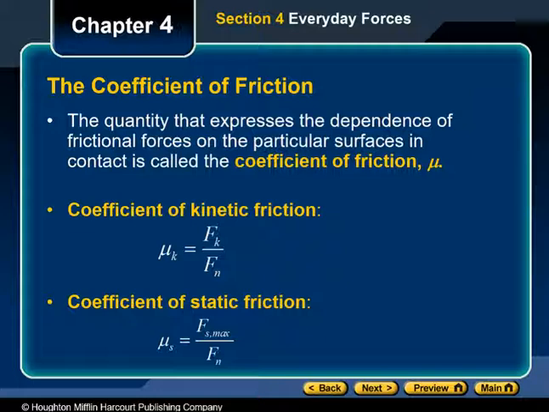The coefficient of static friction is the ratio of the maximum value of the force of static friction to the normal force, represented as mu sub s is equal to F sub s max divided by F sub n. If the value of mu and the normal force on the object are known, then the magnitude of the force of friction can be calculated directly. The frictional force is equal to mu times the normal force. That is to say, F sub f is equal to mu times F sub n.